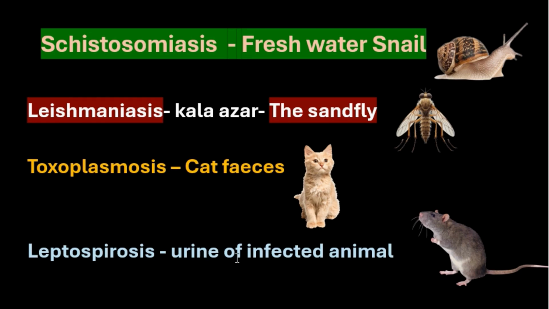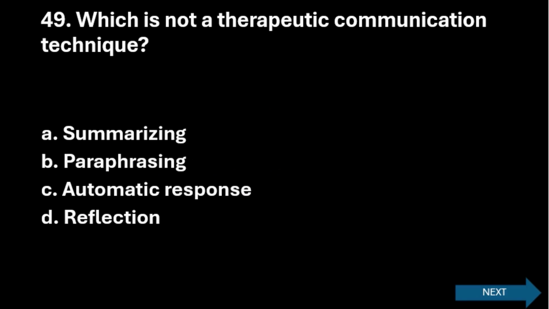Next question. Which is not a therapeutic communication technique? Option A summarizing, option B paraphrasing, option C automatic response, option D reflection. So here some parameters are therapeutic communication parameters and one is not. So this is the negative word, not. So be careful while answering this kind of question. So the right answer here is option C. Automatic response is not a therapeutic communication technique.